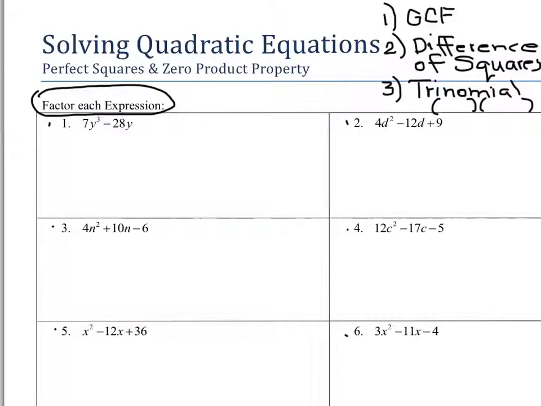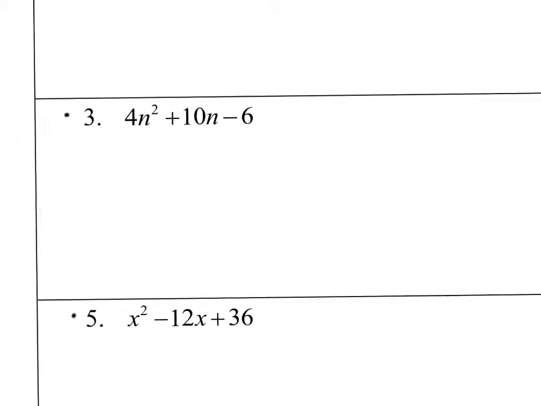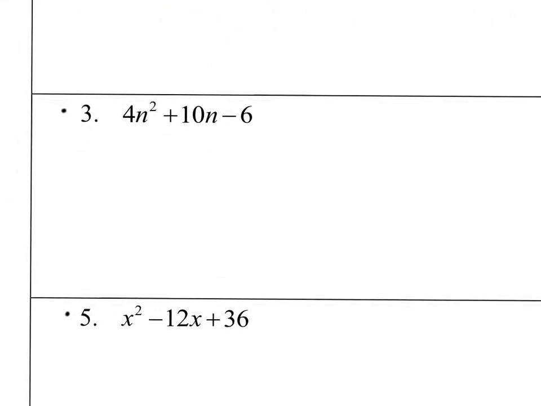How about if we do problem 3 together? That looks like one that might be challenging and sufficient for our time here. So 4n squared plus 10n minus 6. First step is look to see if there is a greatest common factor.